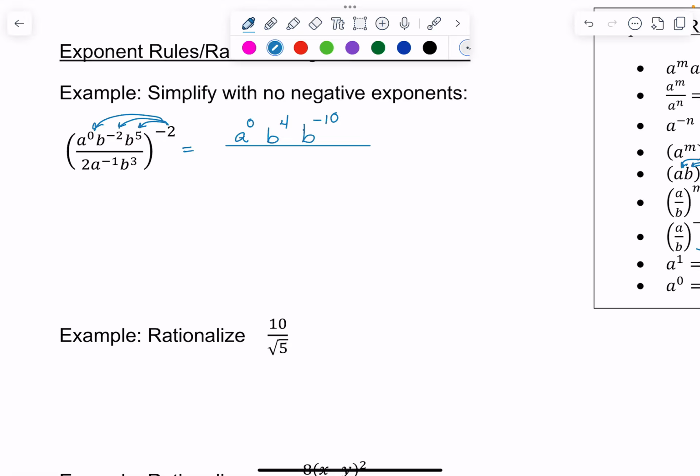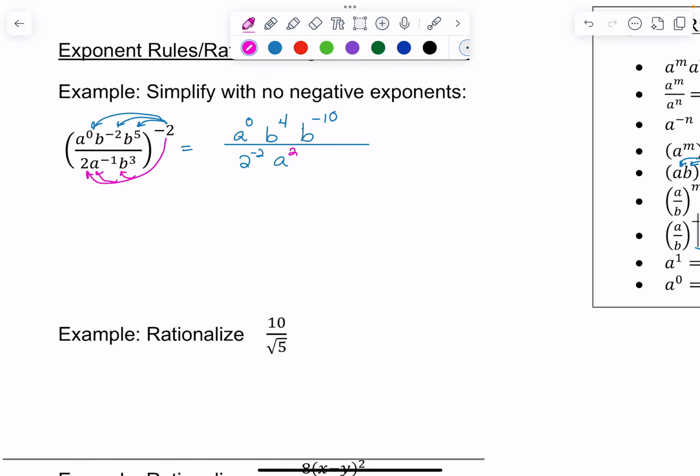In the denominator, I have a 2 to the negative 2, right? I have an a, so I'm doing the bottom part now. So I'm going to have an a to the negative 1 times negative 2, so an a squared, and a b to the negative 6. I know I changed colors halfway through. So let's clean this up.